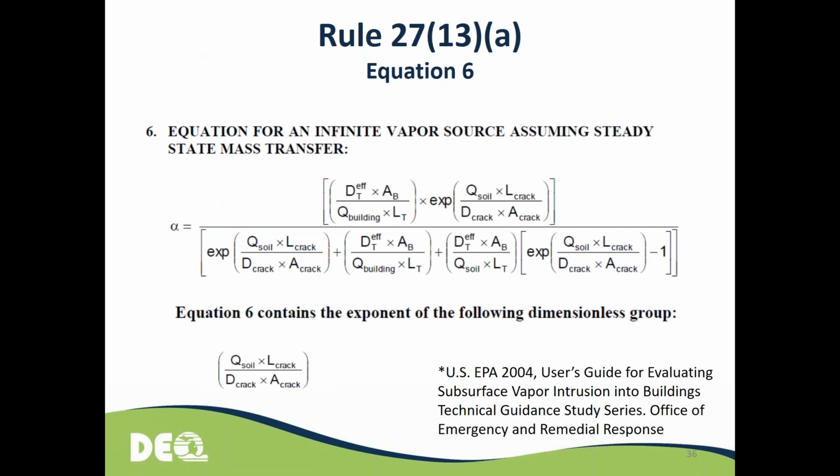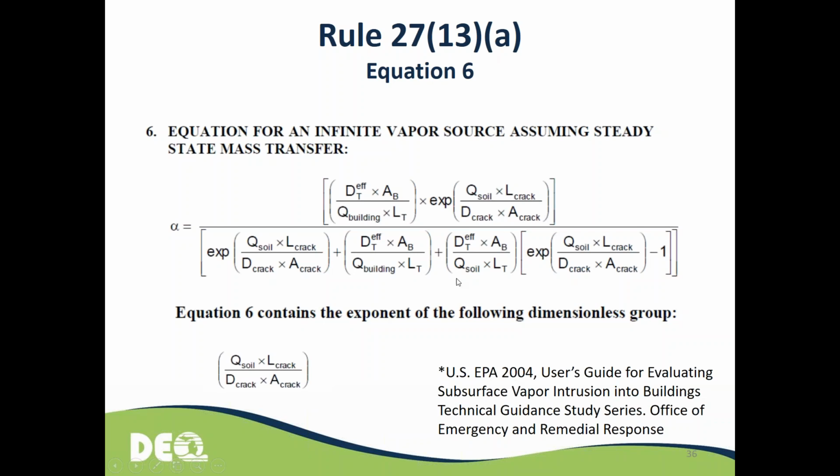So to give you a peek behind the scenes, and not really make your head spin, one of the things we know we will have questions on is how it looks in the Excel format. So we wanted to show you the Johnson-Ettinger model, which is identified in Rule 2713A.